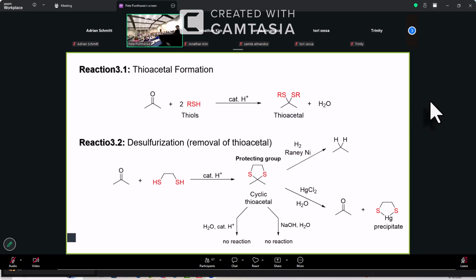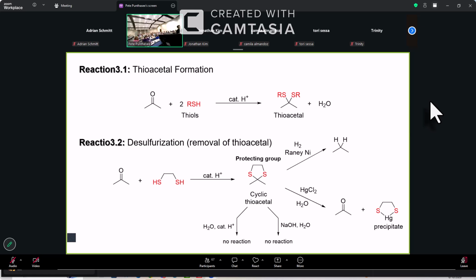You can do this too: hydrogenation with Raney nickel. You don't need to know what Raney nickel is. It's a special type of nickel, similar to Lindlar's catalyst. But when you do that, the cyclic thioacetal removes the whole thing. Oxygen gone too, nothing left. It's a hydrogenation.